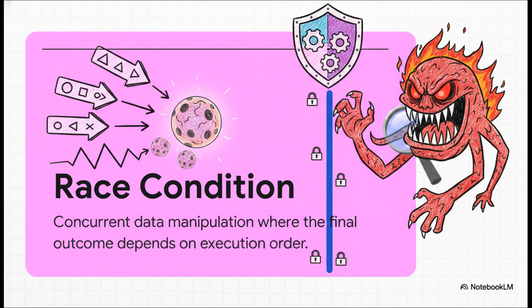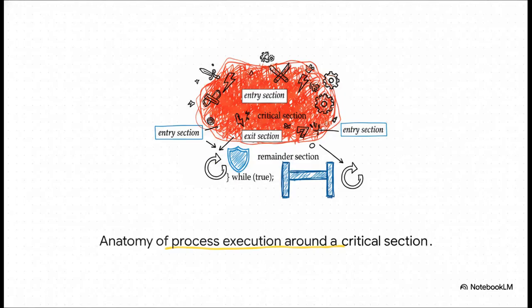To stop this madness, we desperately need synchronization. And the actual battleground where this villain strikes? It's elegantly defined as the critical section. This is the exact danger zone where shared variables get updated, where files are written, where things can go horribly wrong. All the surrounding code you see, the entry section, the exit section, the remainder section, those are just the administrative borders. The goal here is simple to say, but incredibly difficult to pull off.